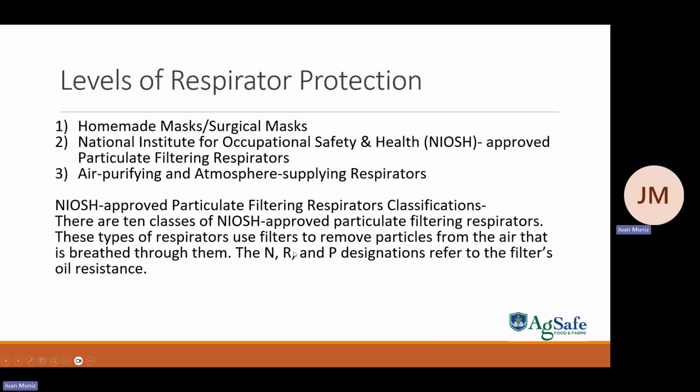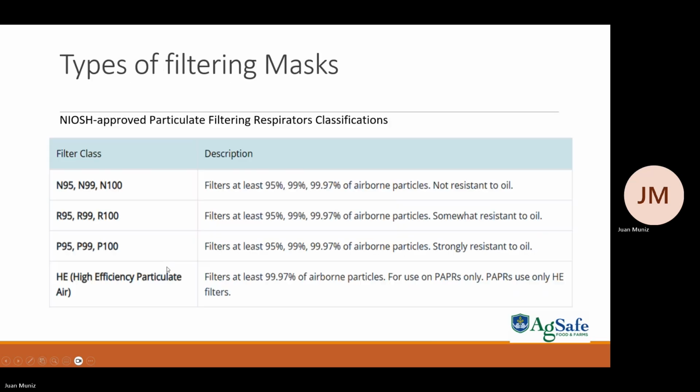These types of respirators use filters to remove particulates from the air that is breathed through them. The N, R, and P designations refer to the filter's resistance to oil. And the types of filtering masks, again, NIOSH approved particulate filtering respirator classifications. We touched on that earlier, right?